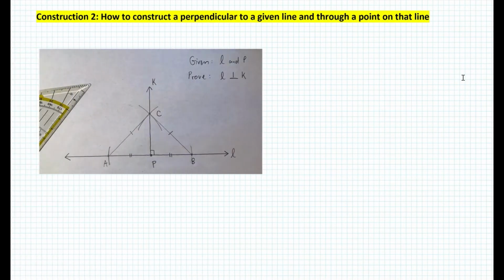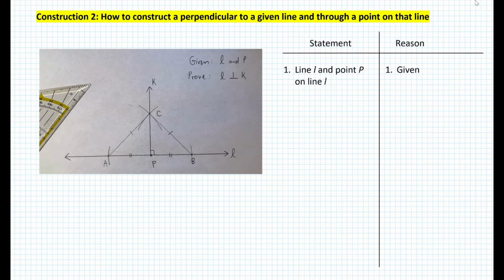So after watching the video on how to construct a perpendicular to a given line and through a point on that line, let's discuss how we can prove this. As a matter of fact, we're given that we have line L and point P on line L. How do we prove that line L is perpendicular to K? To get started, let's set up a statement reason table. So here's the statement reason table with the first given, which is line L and point P on line L.